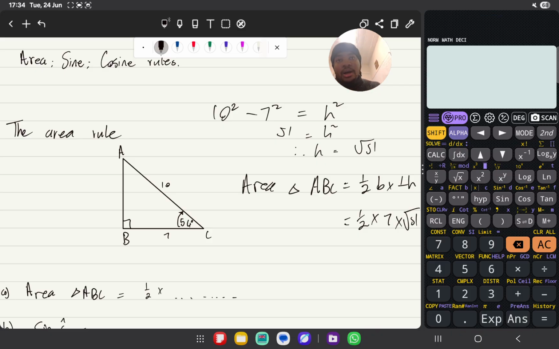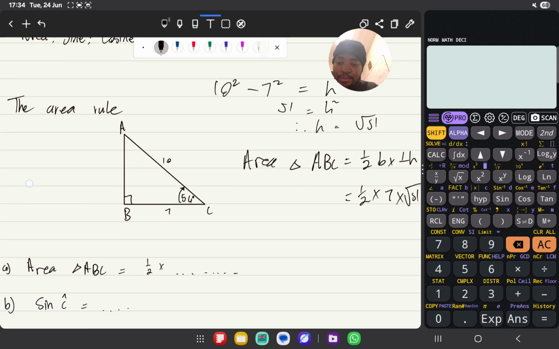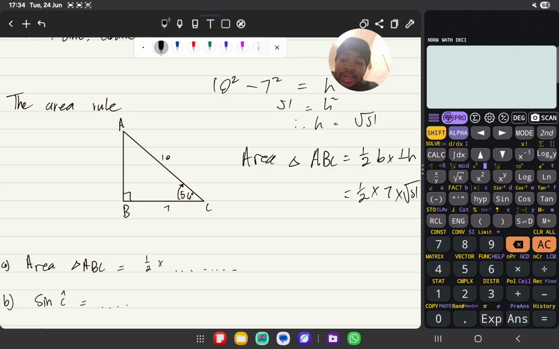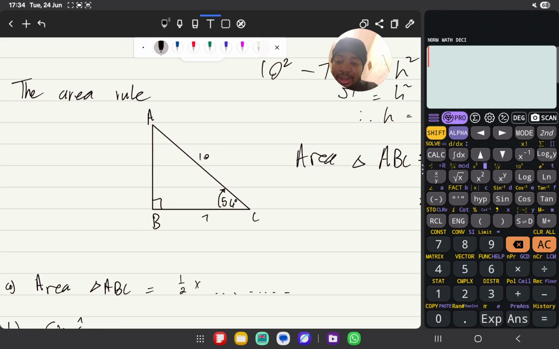But what we're going to do today is something in relation to half base times perpendicular height, and we'll take it step by step until we understand the whole concept of the area rule. So number A, we are finding the area of triangle ABC, and we will say it's half base, let me go half BC, which is the base, times the perpendicular height, which is AB.